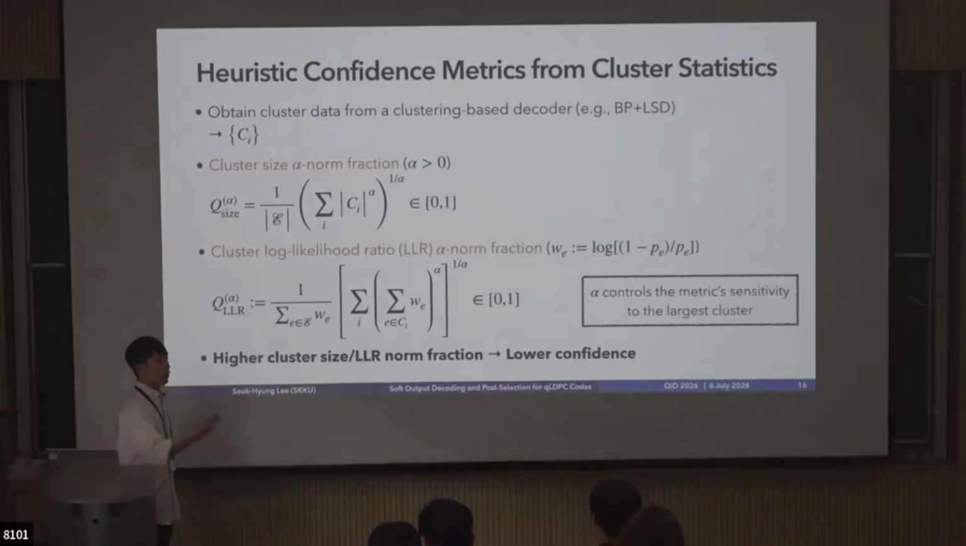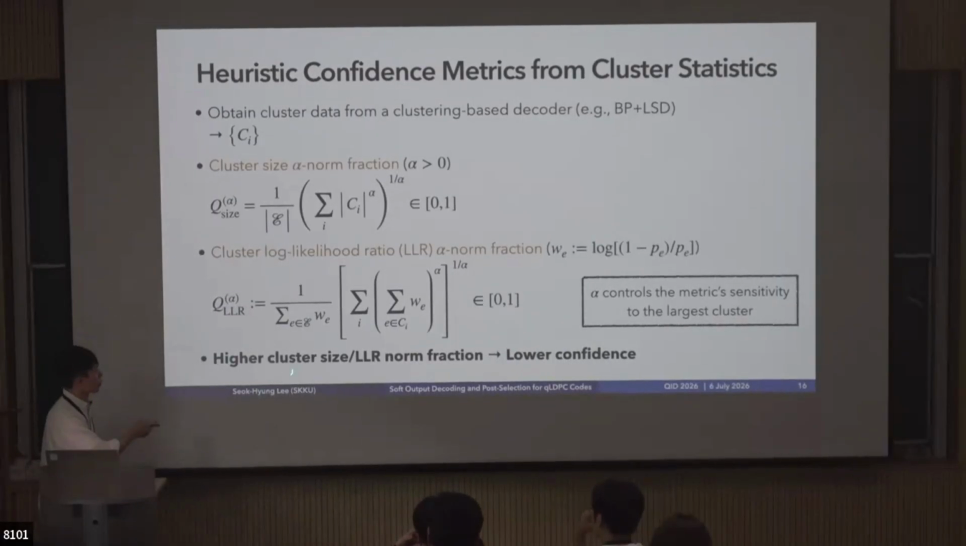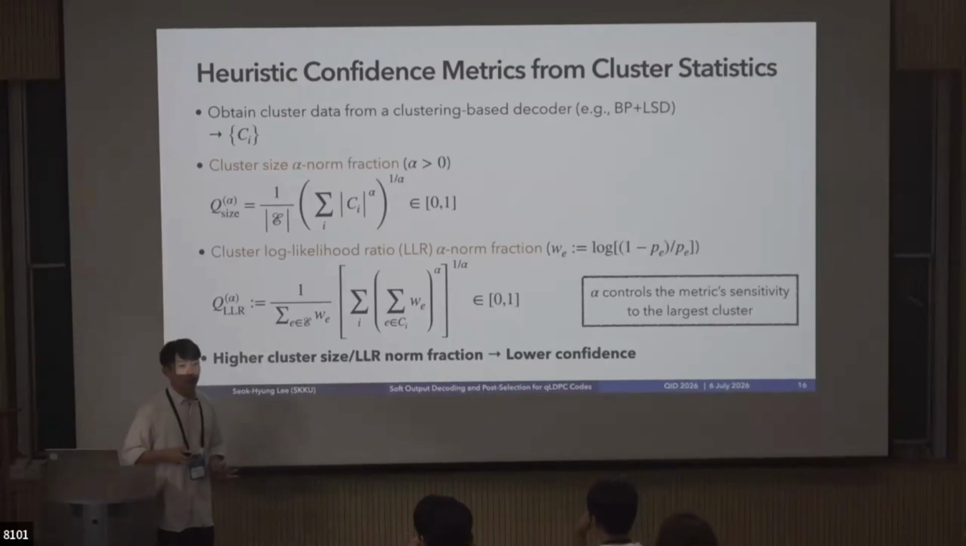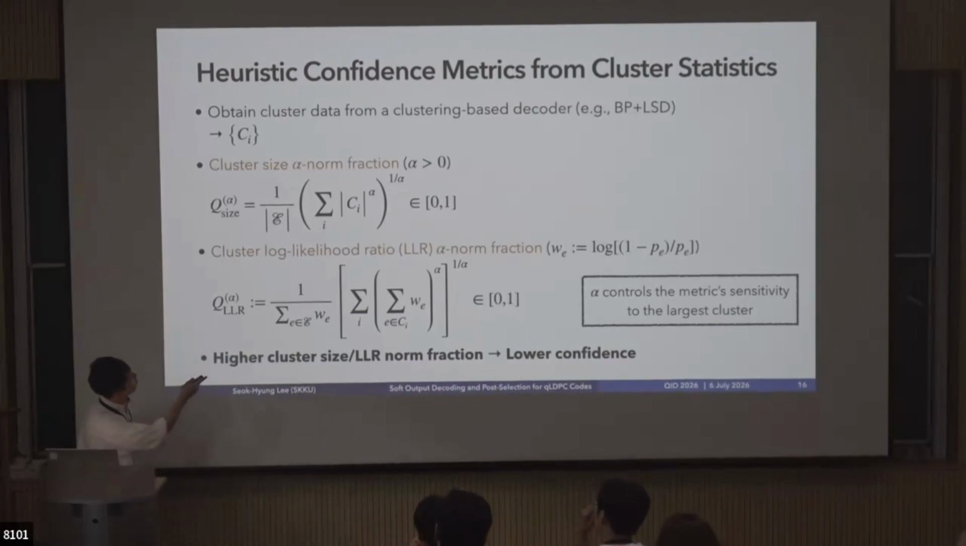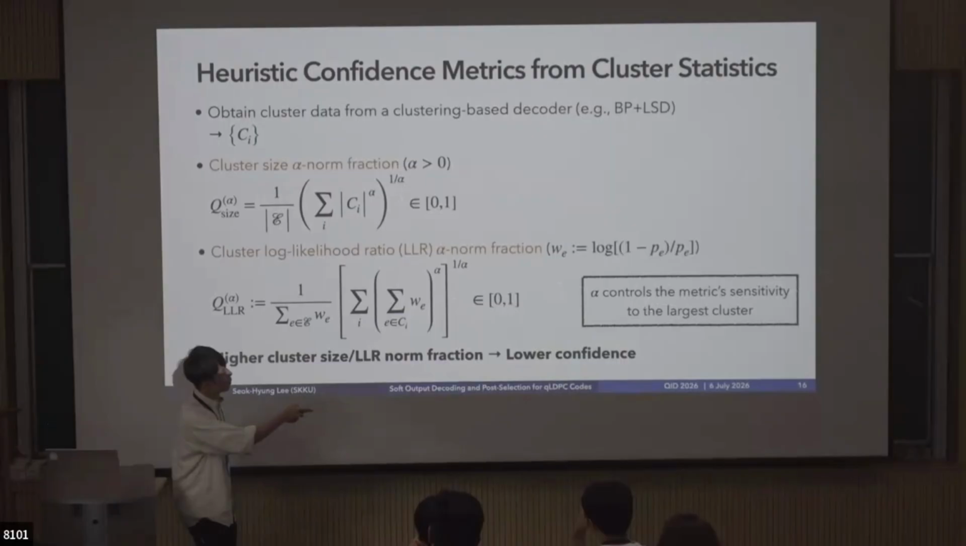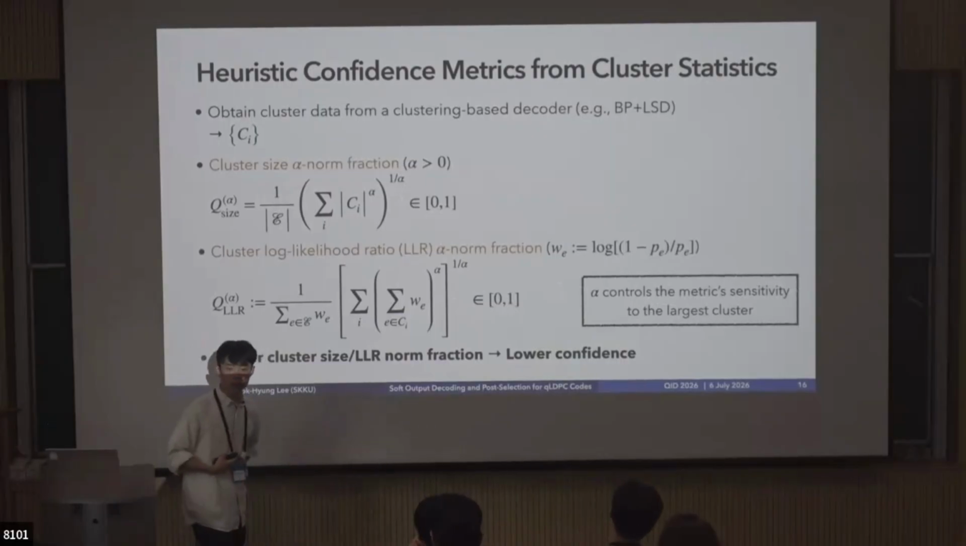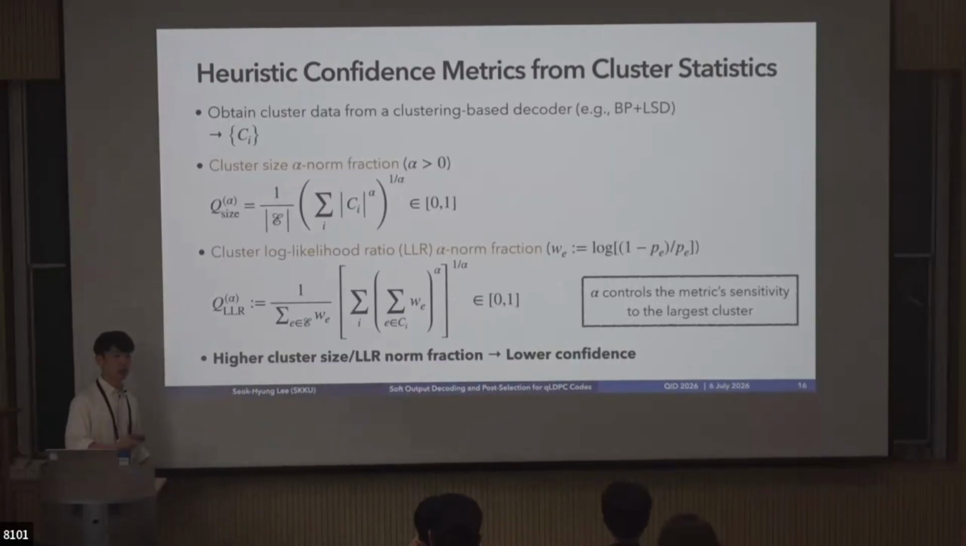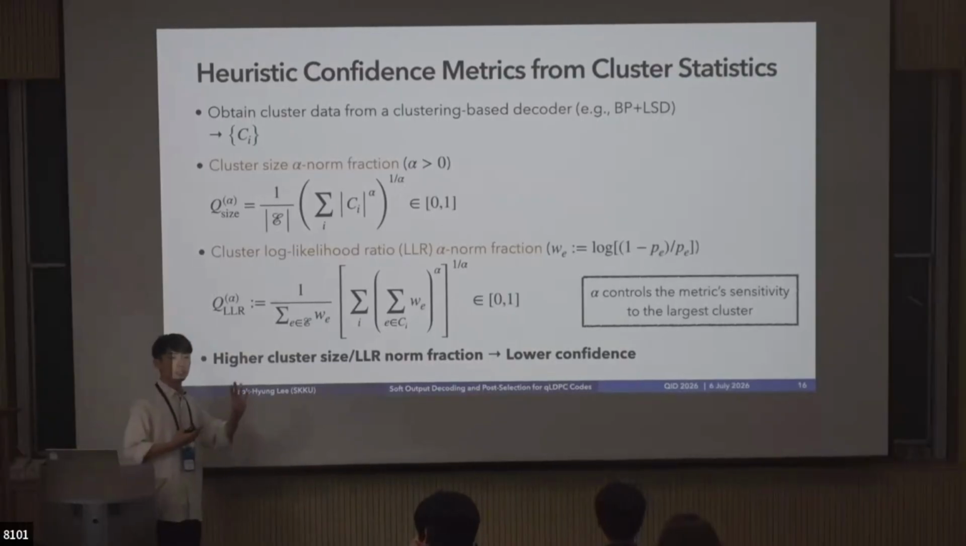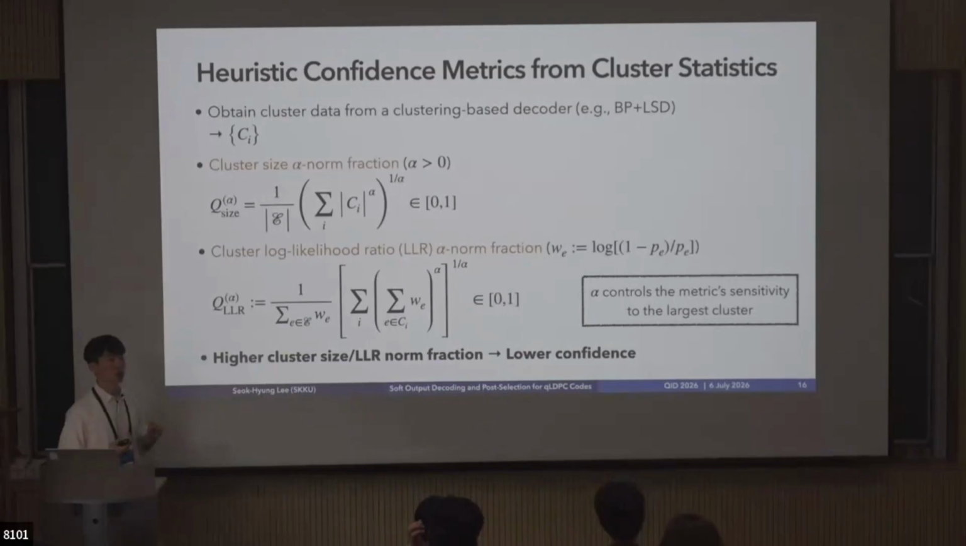And our intuition in the previous slide shows that it might be the fact that higher cluster size or error norm fraction means lower confidence. And here, by the way, the alpha vector controls the metric sensitivity to the largest cluster. So we don't suggest a certain optimal strategy to find the alpha, but it just needs to be optimized for individual codes and circuits or noise models.